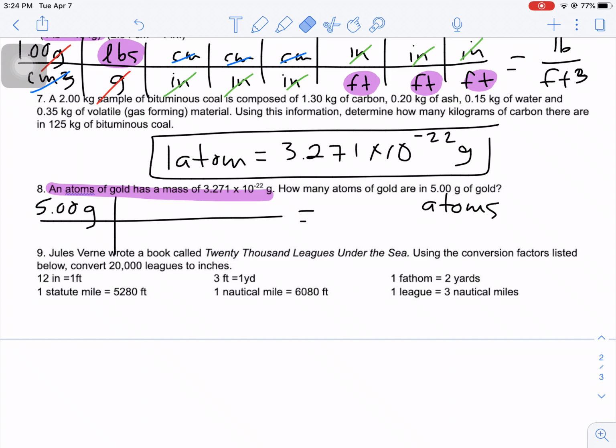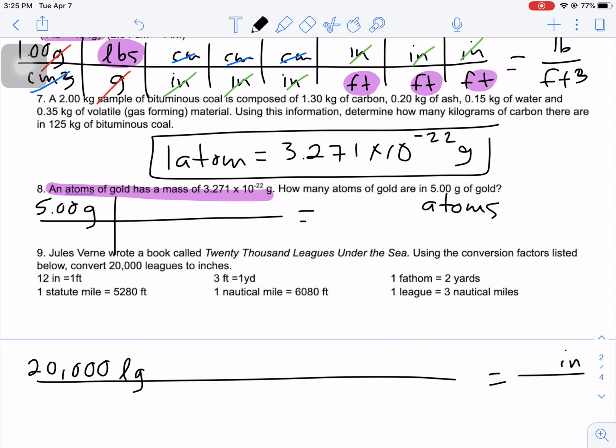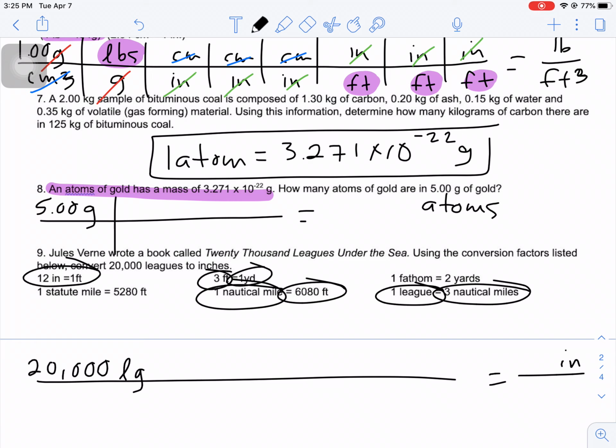All right, for the last problem, you're going to convert 20,000 leagues into inches. I'm really not going to give you much at all, but I will get you started. LG I'm going to use for leagues, and what you want in the end is inches. So we have one conversion from leagues. We can go from leagues to nautical miles. From nautical miles we can go to feet. From feet we can go to yards, or from feet we could go to inches. So you may or may not use all of those conversion factors, but this will be a multi-step conversion.